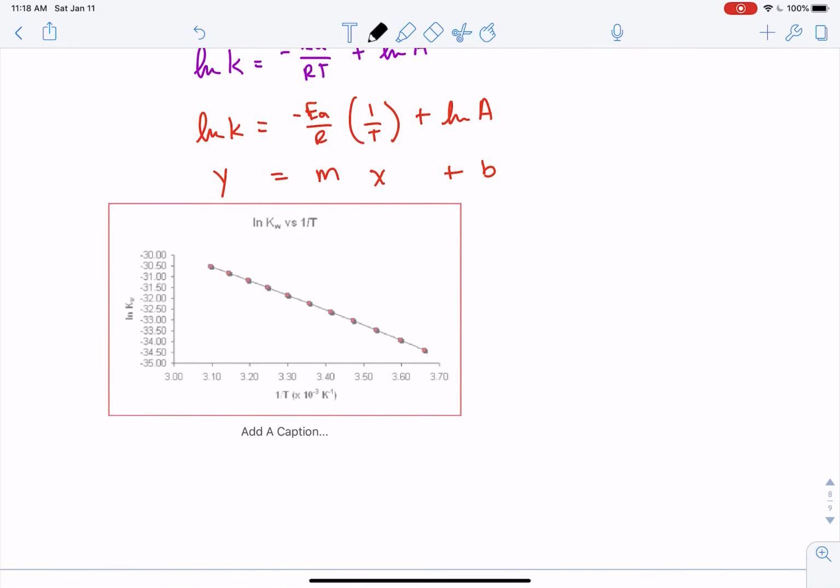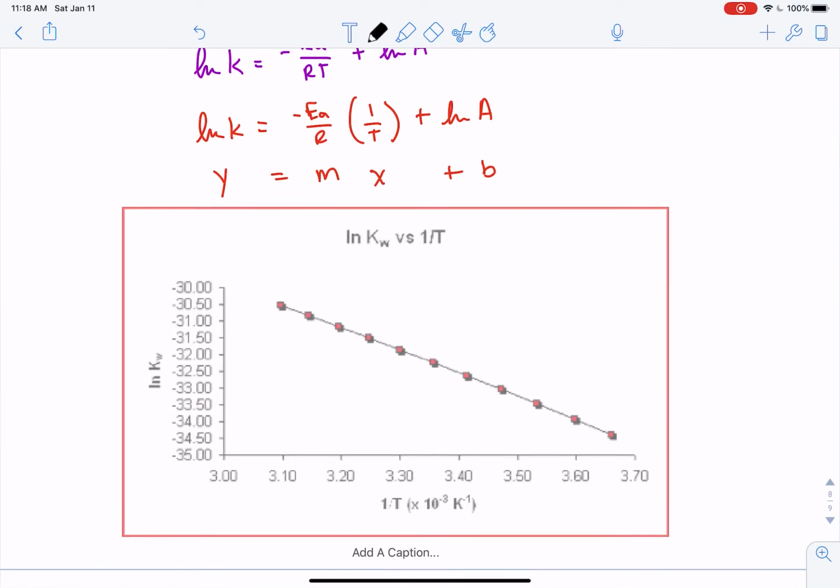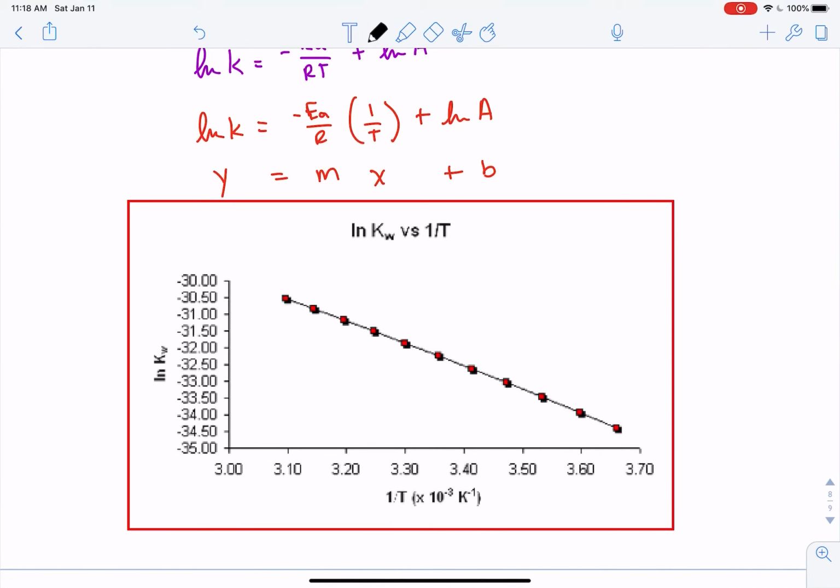Okay, so the way you do it is this. You calculate the natural log of k, the rate constant, on the y, and then 1 over temperature on the x. Now, please be careful with the units on the axes.